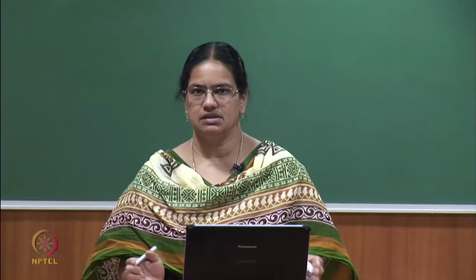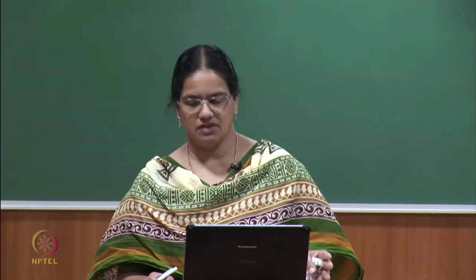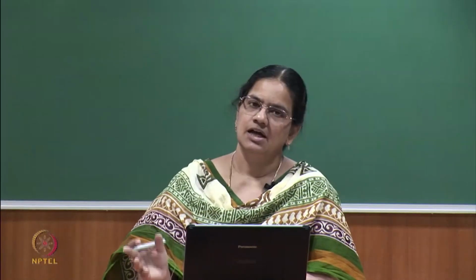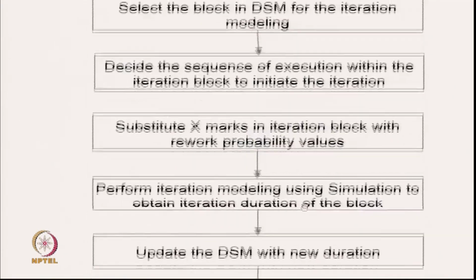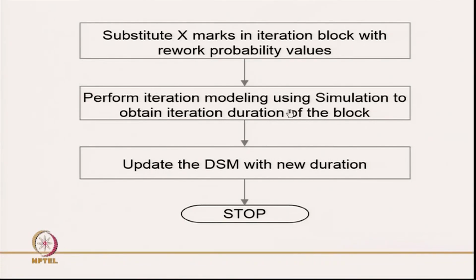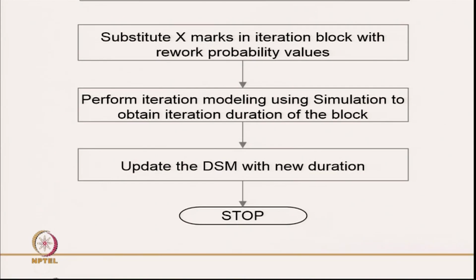Once you have replaced all the x marks with the rework probability values, the next step is to do the iteration modeling. Iteration modeling, the best method is simulation, but that is not the only method. You can choose any method of your own choice. Markov chain is there, signposting is there, so many methods are available, you can choose any of them. In this exercise I have used simulation and I have used a manual way of showing you the simulation exercise. Perform the iteration model using simulation to obtain the iteration duration of the block. Once this is done, update the DSM with the new duration and then stop the whole exercise.